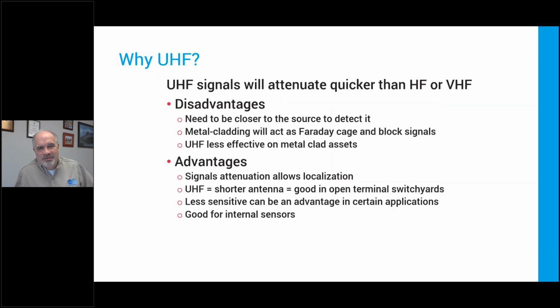They also attenuate. UHF signals tend to attenuate a lot quicker, which is the disadvantage: you need to be closer. But the advantage is that you can localize. Once you get close to it, you know you're near it. It also does not work outside metal boxes, so for metal-clad switchgear and things like that, it's not going to work too well. It's going to work much better in outdoor substations.